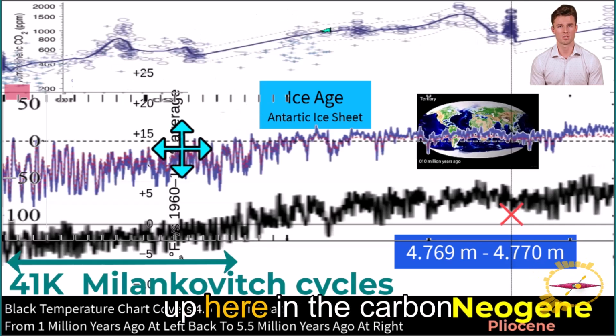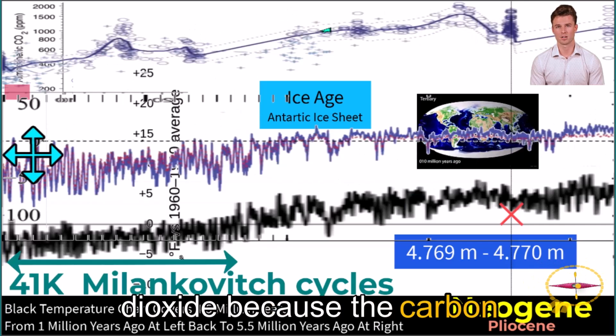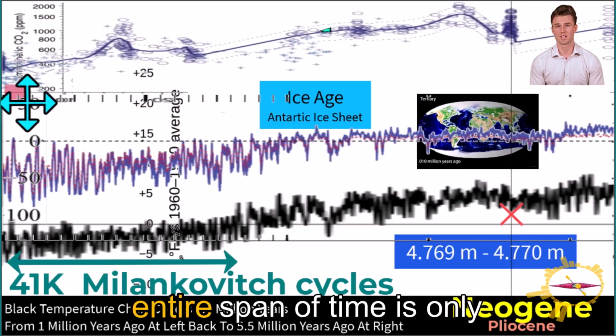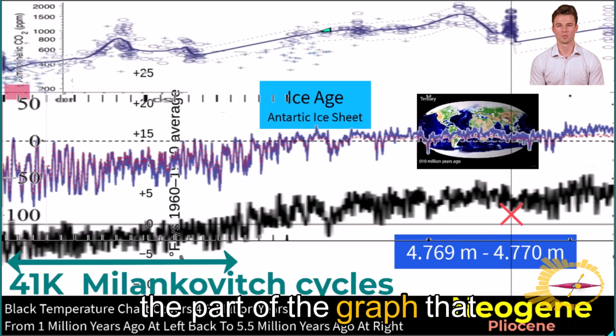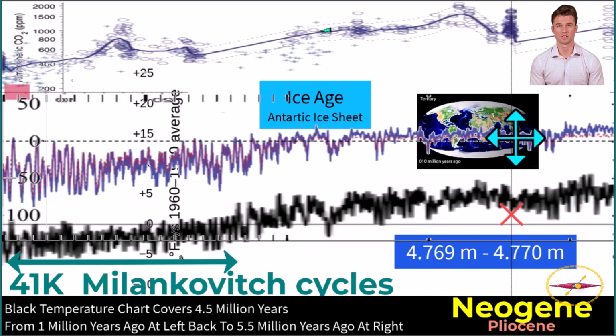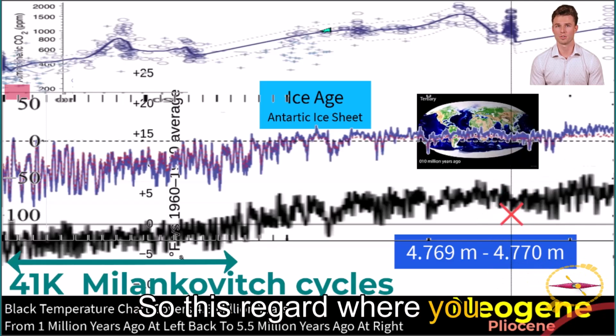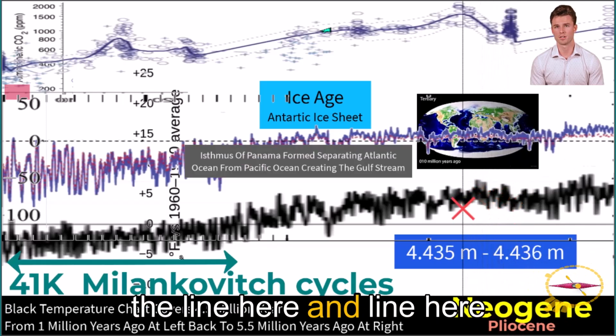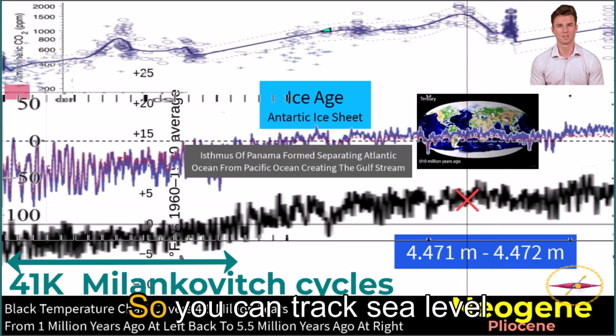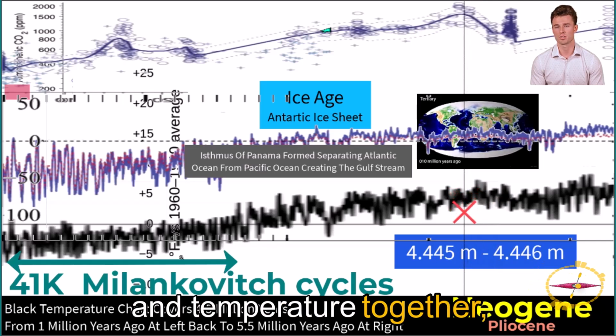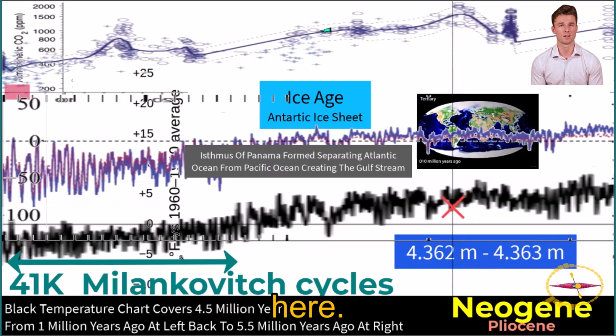Disregard what you see up here in the carbon dioxide, because the carbon dioxide that pertains to this entire span of time is only the part of the graph that shows above this red bar here. So disregard where you see the line up here, but the line here and the line here is relevant. So you can track sea level and temperature together, but not carbon dioxide here.